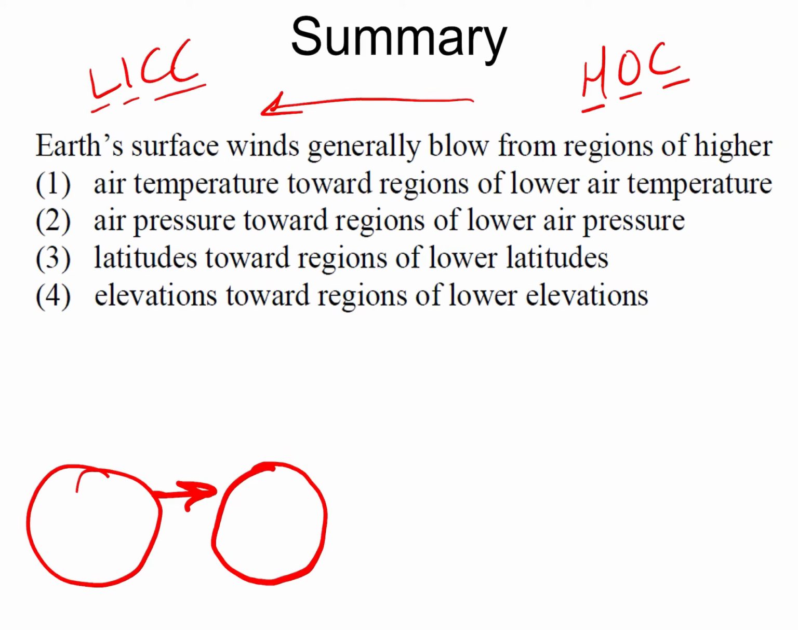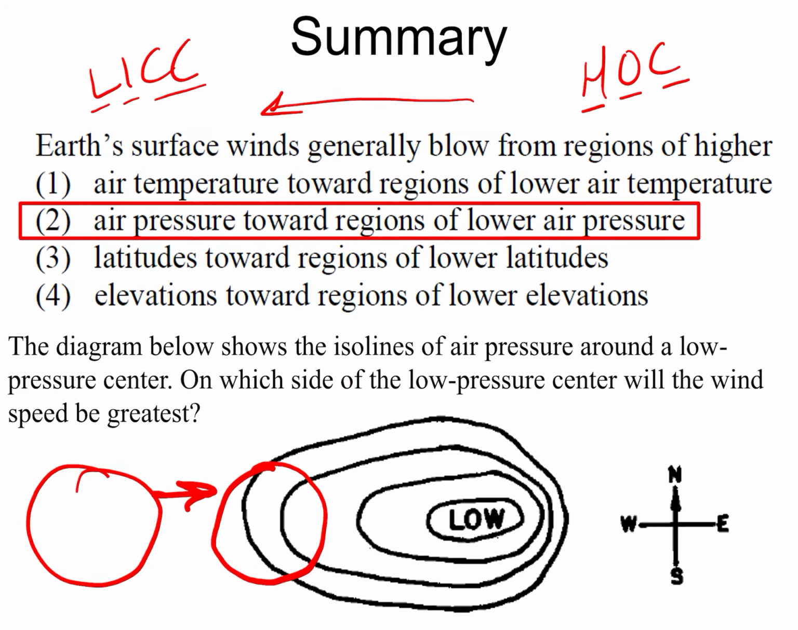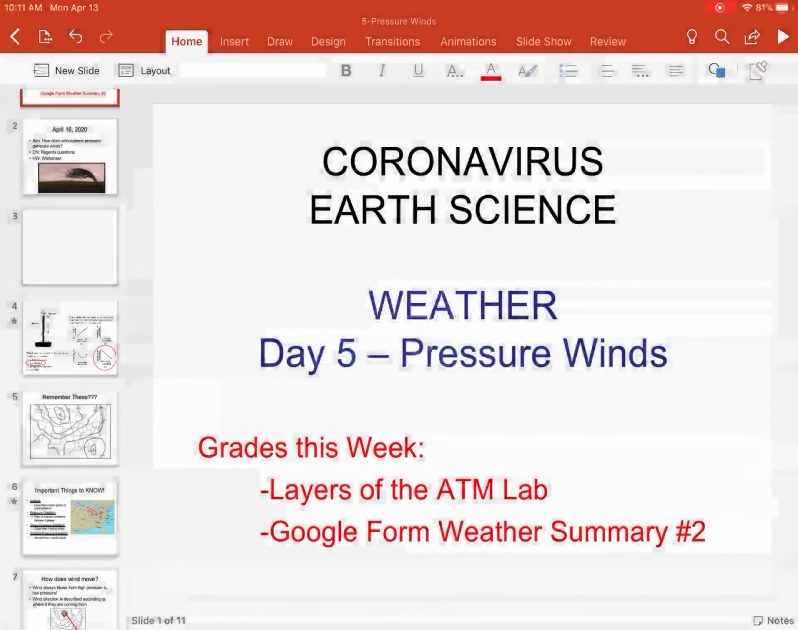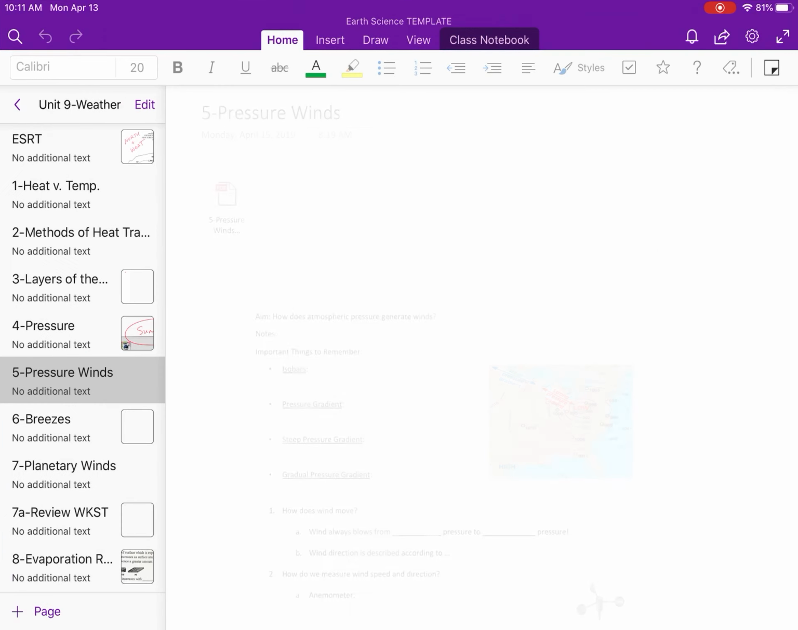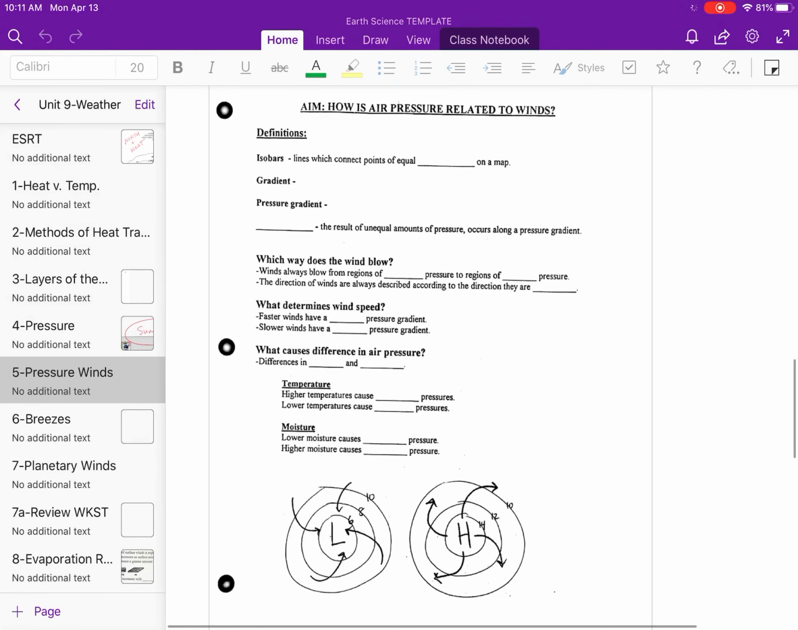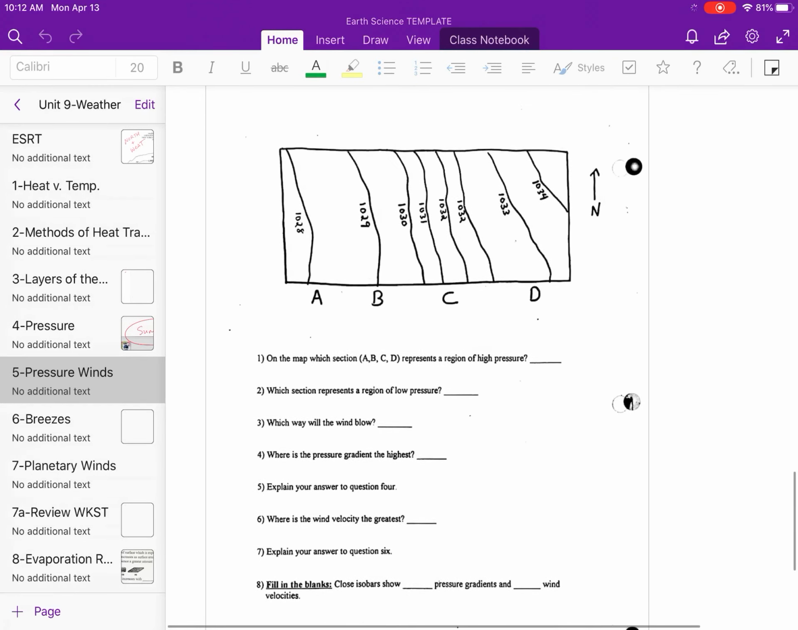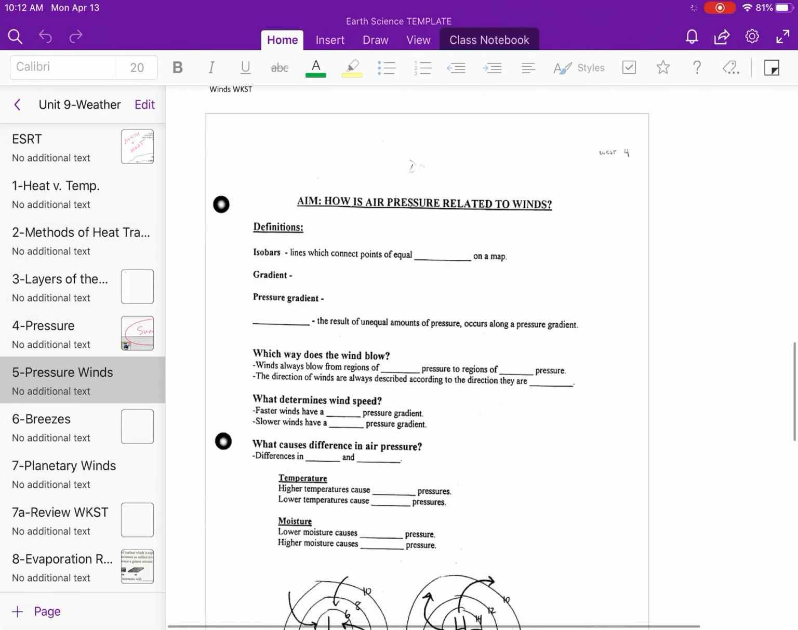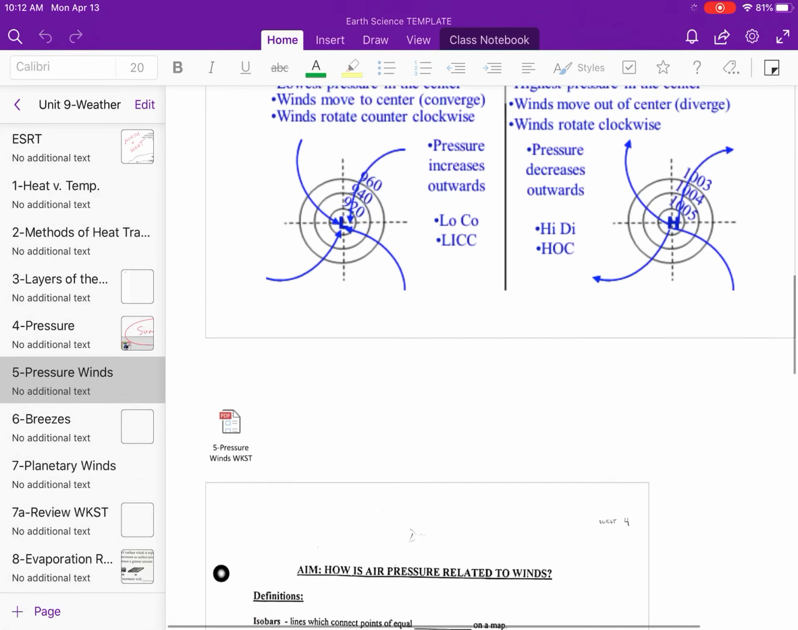Over here, Earth's surface winds generally blow from high pressure to low pressure. And here, where is the wind speed going to be the greatest? Where you have the greatest pressure gradient, on the eastern side. Okay, so this was all your notes. Your job is to make sure that you get this page and this page done. Make sure you get both of these pages. This is a good wrap up of everything that we just went over.